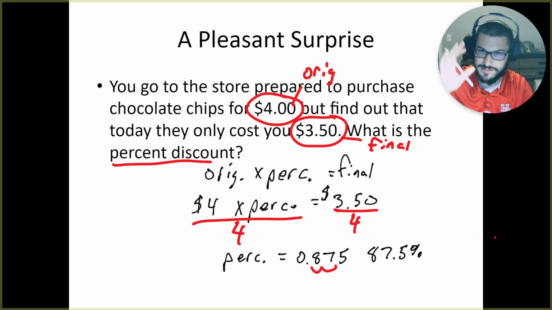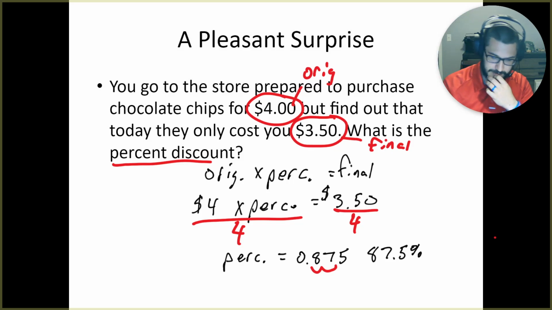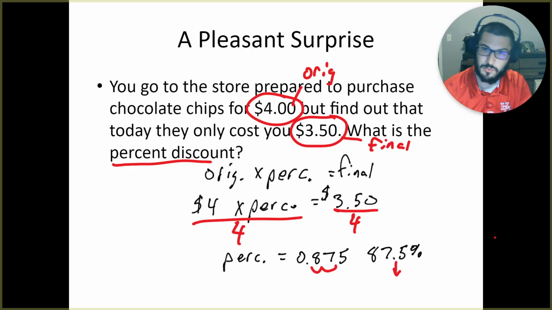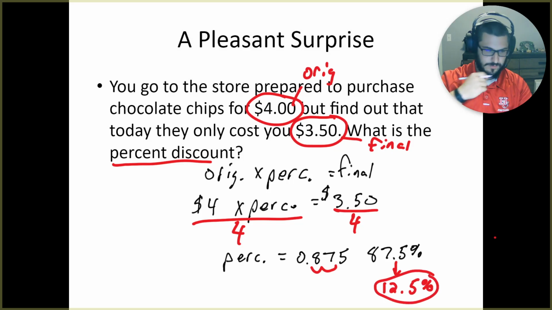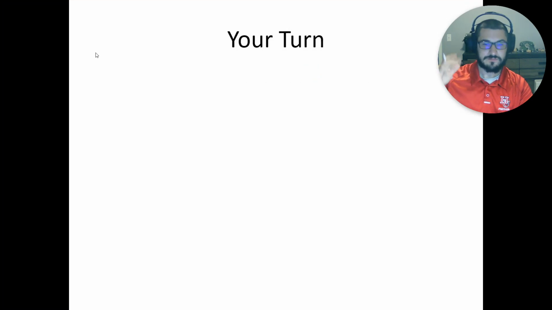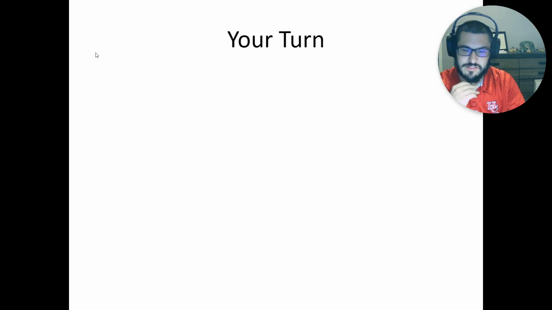If you can tackle this, then you can definitely tackle anything that you're going to see in chemistry. And with that, since I want to know the percent discount, then I have to get what the rest of that is out of 100. So that would be 12.5% discount. Okay.